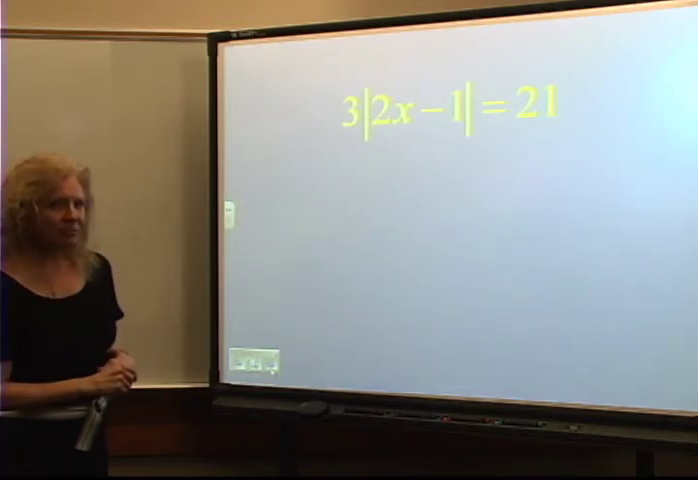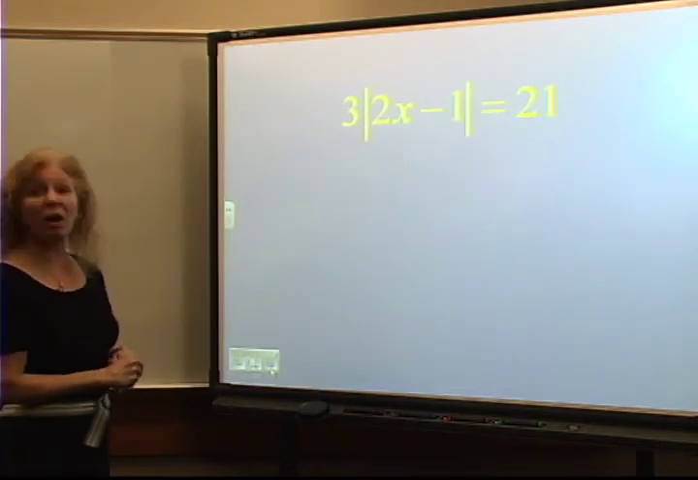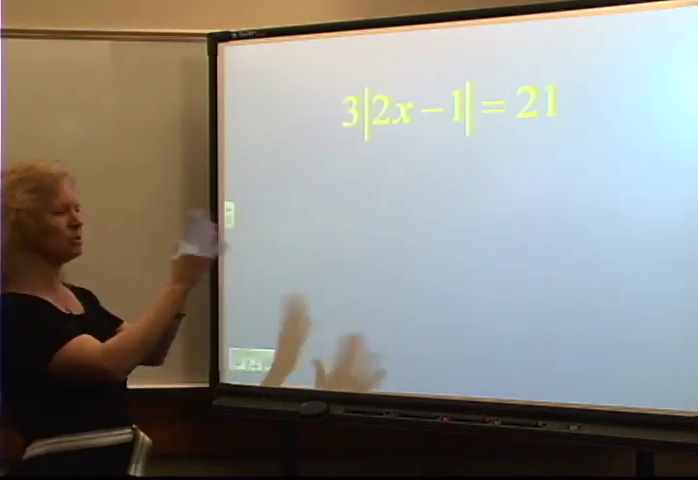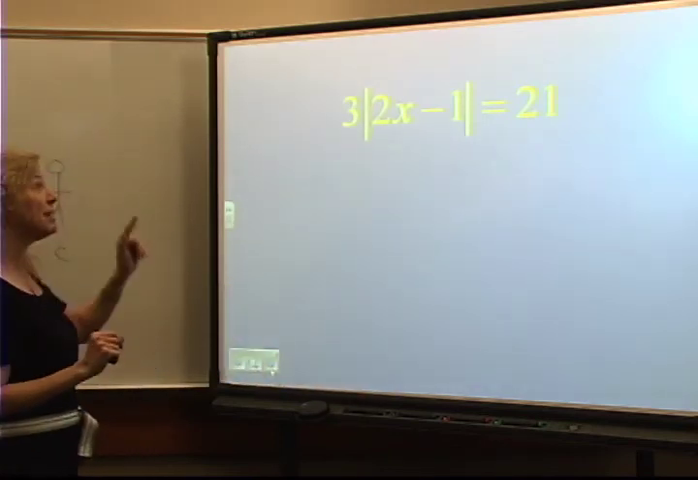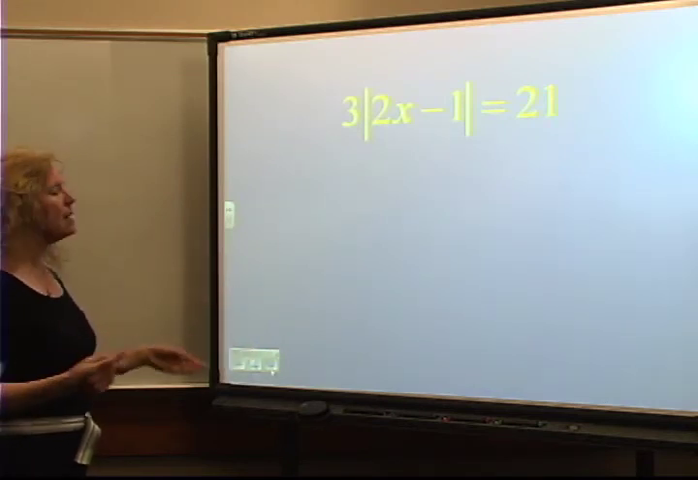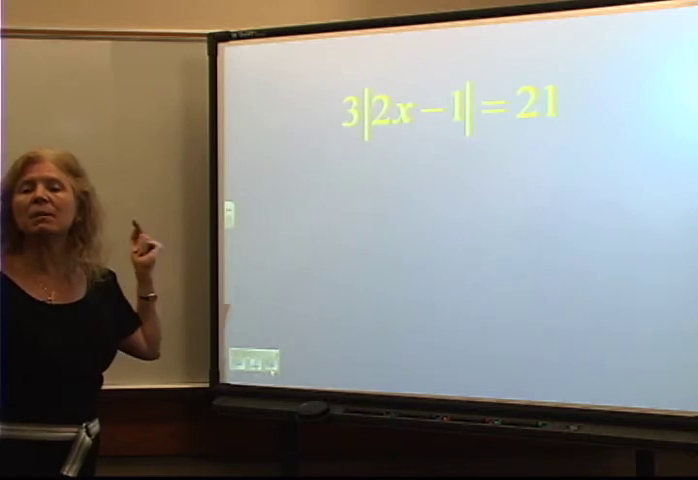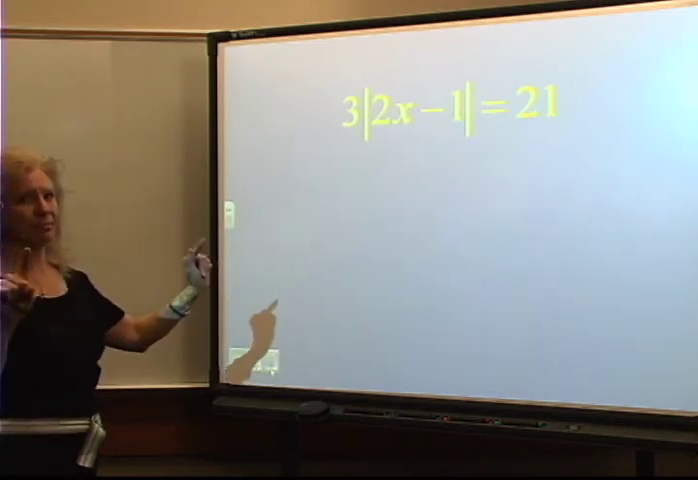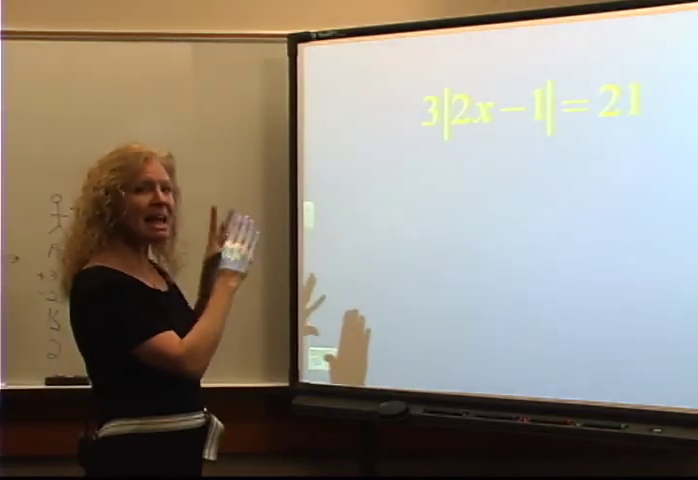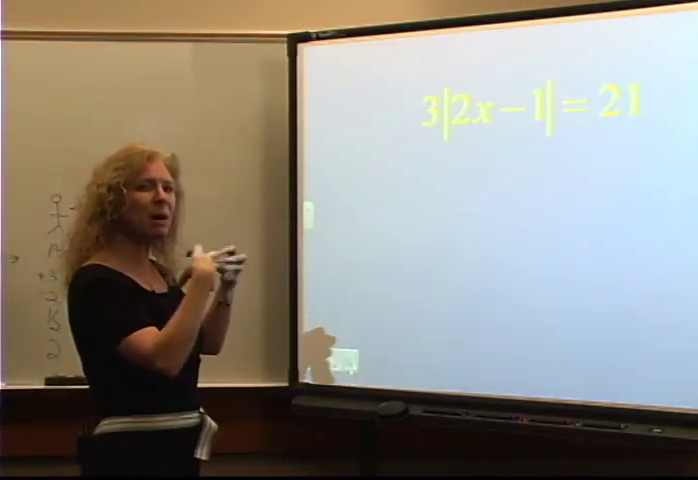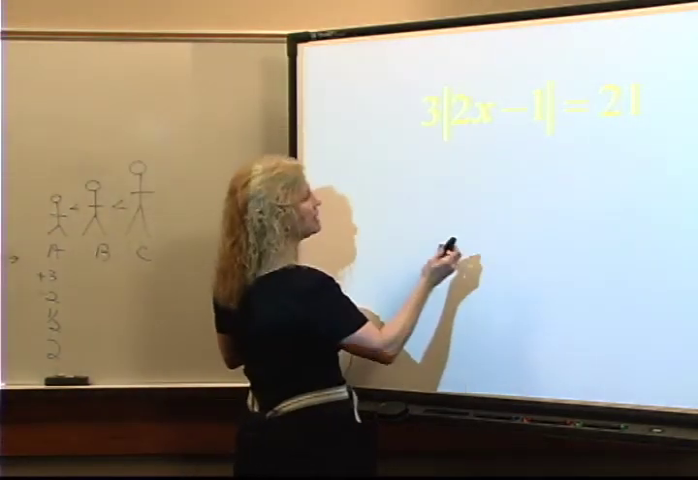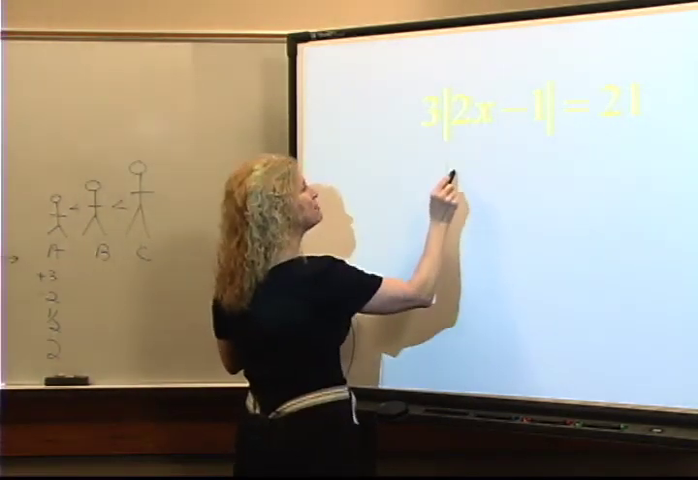Well, what's different? The 2 and the 1 are inside of the jail or the prison, okay? You cannot touch that. But that 3 is hanging on the outside. What should you do? Get rid of him right now, okay? What you want to do is get that absolute value guy by himself before you try to come out of the bars, all right? So what we need to do is divide the 3 off.